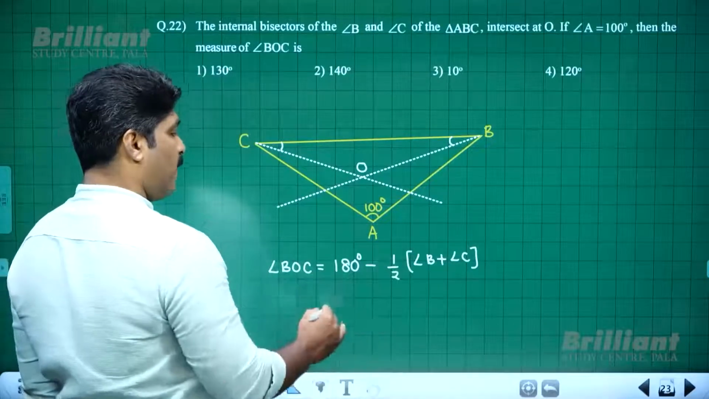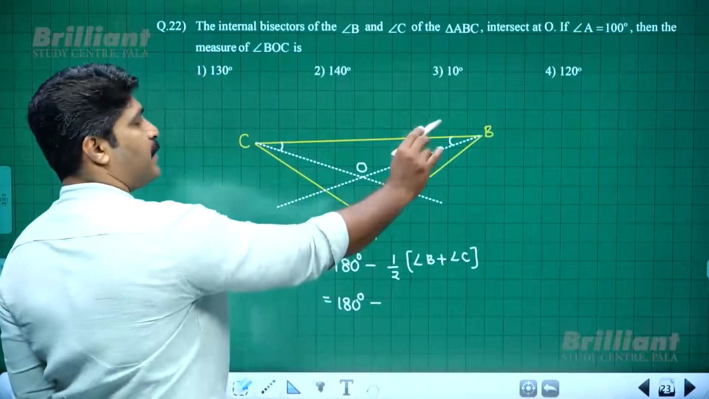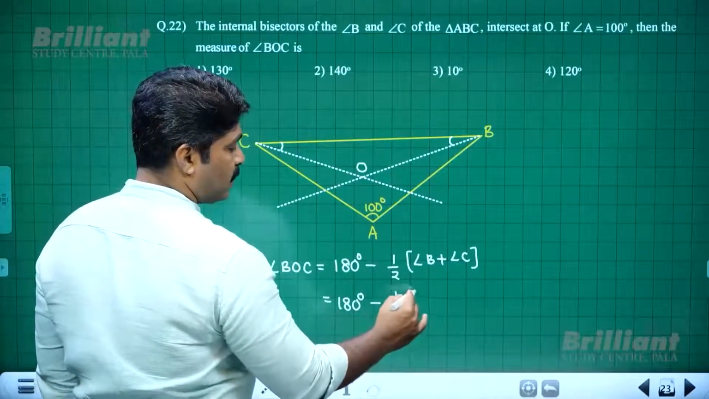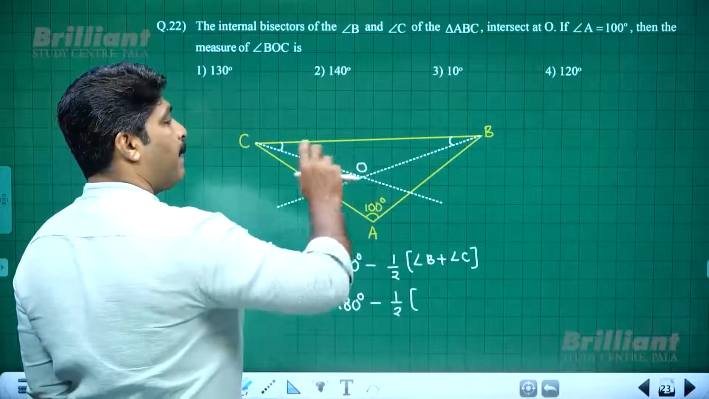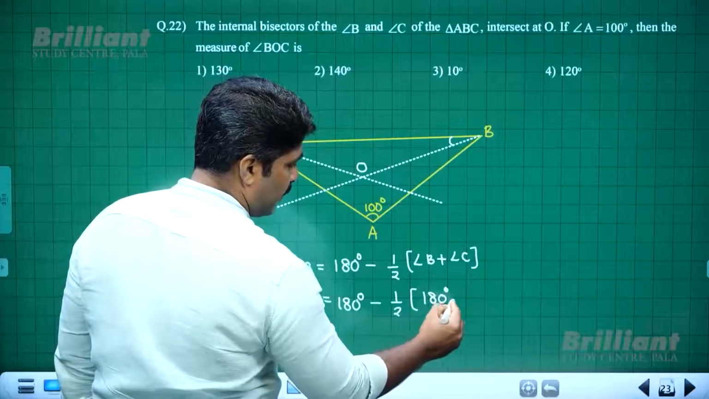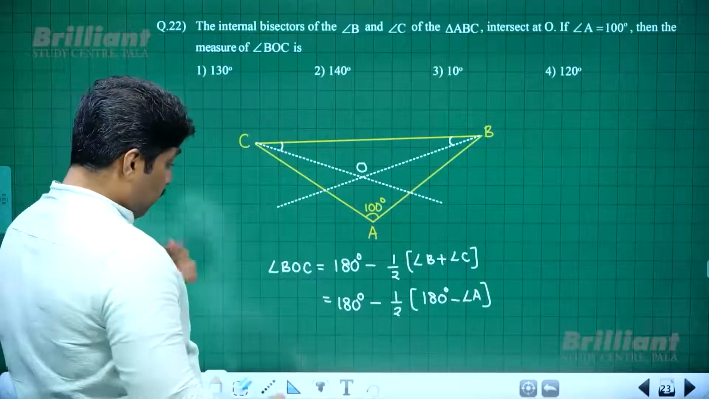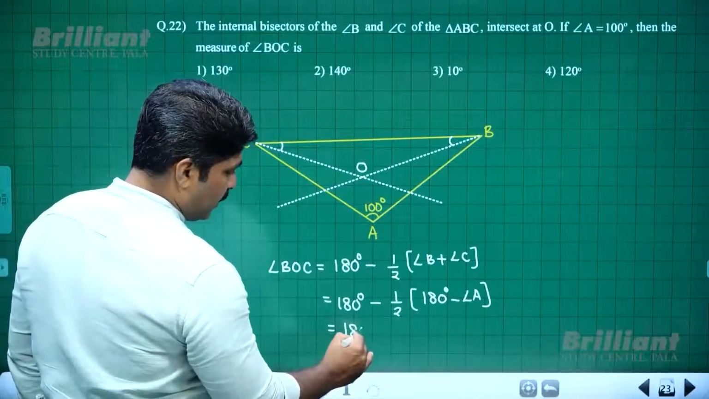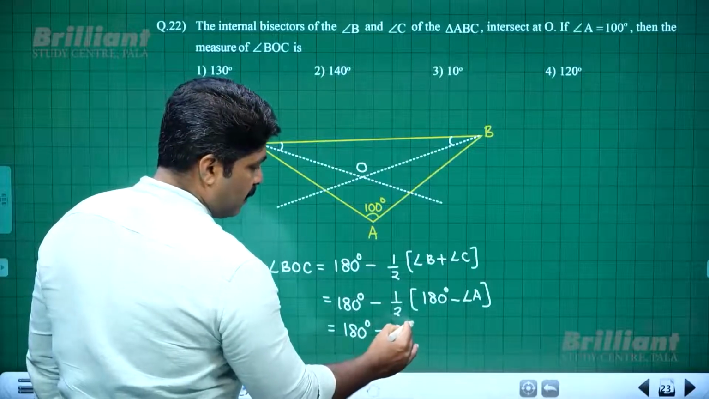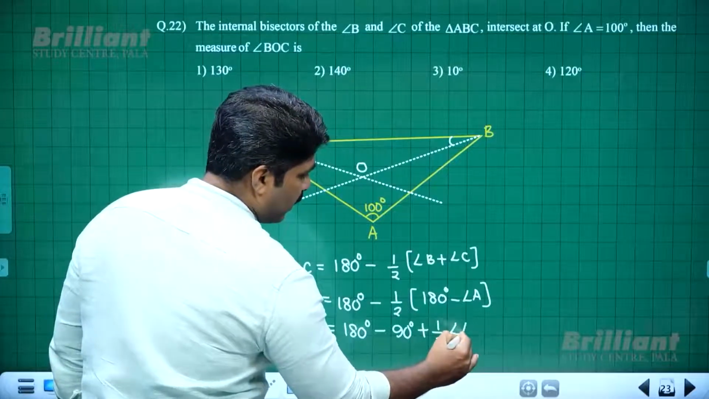What is half of angle B and angle C? While we are considering this big triangle, angle B plus angle C is nothing but 180 minus angle A, 180 degree minus angle A. Clear? So if you are doing it simply, this is 180 degree minus 90 degree, and minus of minus, that is plus 1/2 of angle A.